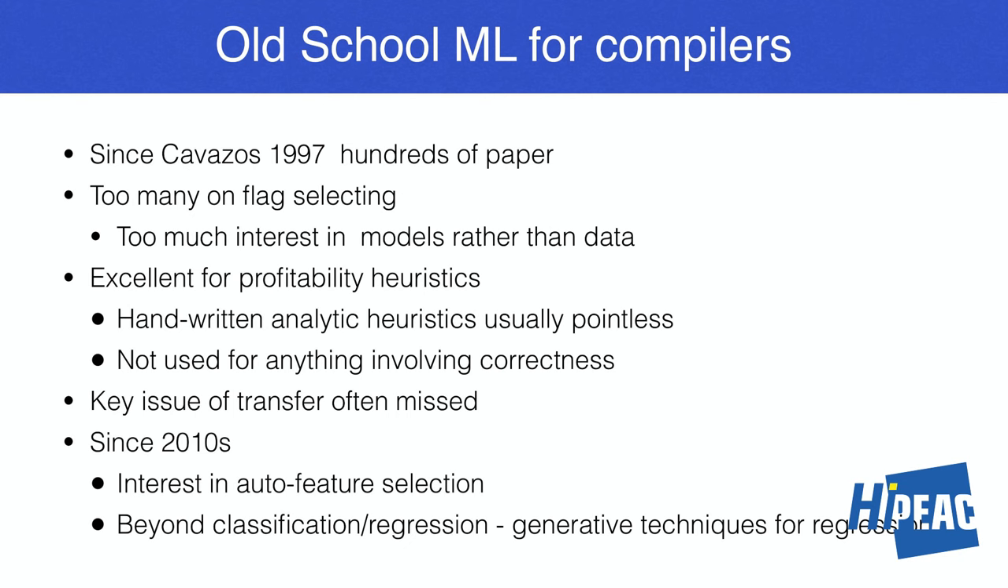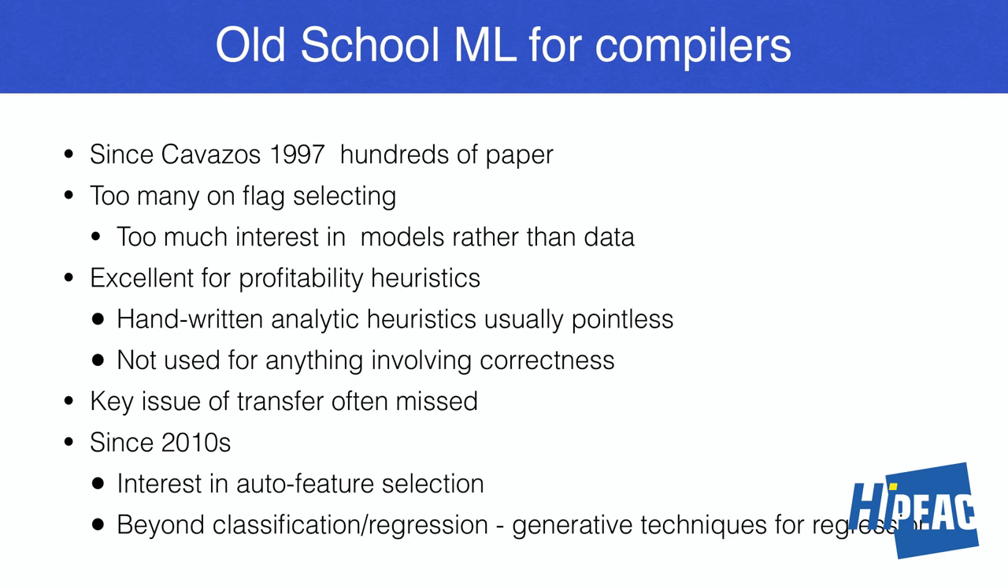I want to say we've talked today about what a compiler is in two slides, what machine learning is in one, but really what I've talked about is old-school ML for compilers, so the past, really. There have been hundreds of papers on this since 1997, and there have been too many on flag selection. I've probably said that before. There's a lot of interest in the modeling rather than the data. The data is the stuff that really matters. It's excellent for profitability heuristics.